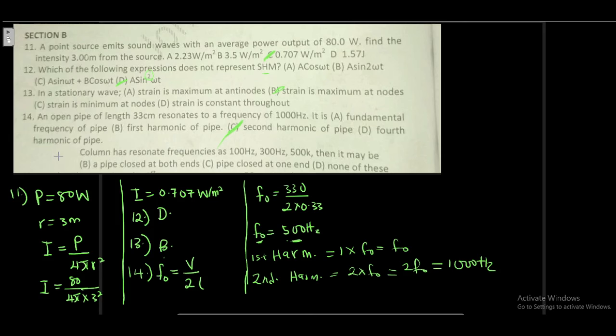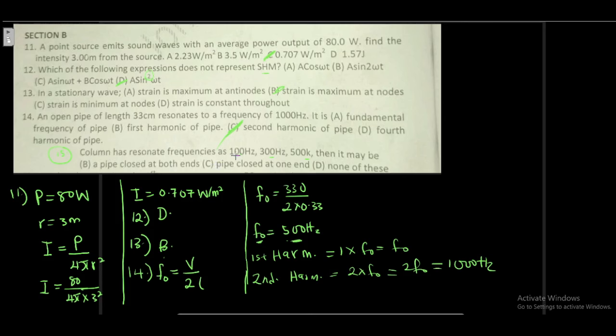Now we also have something that looks like question 15 here, but it is not very clear. This one says an air column has resonant frequencies of 100 Hz, 300 Hz, 500 Hz. It's supposed to be 500 Hz. So they said it may be a pipe closed at both ends. There's no pipe that's closed at both ends. The next one, they say a pipe closed at one end. A pipe closed at one end is a closed pipe, and this is most likely the correct answer, option C.